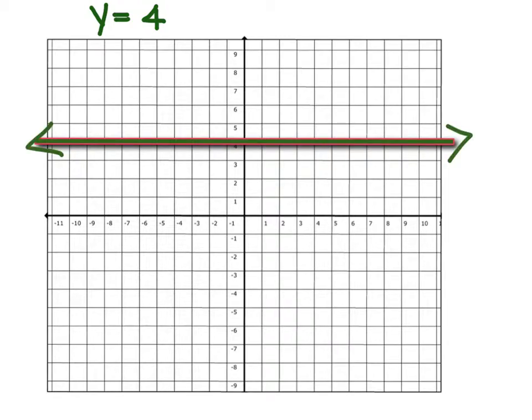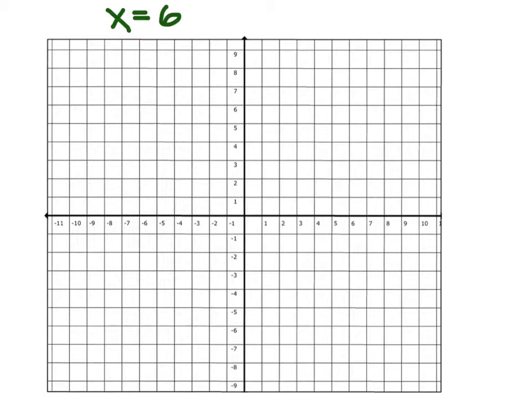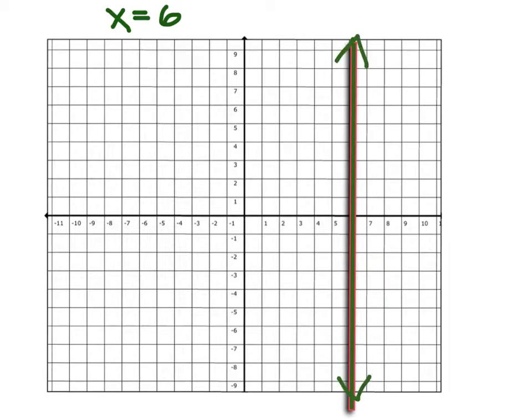Now you could have some that are x equals 6. If you have x equals 6, you're going to find 6 on the x-axis. So 6 on the x-axis is over on this side, and it runs right through there. There's 6. X equals a number will run straight up and down. It's vertical. Y equals a number is left to right.